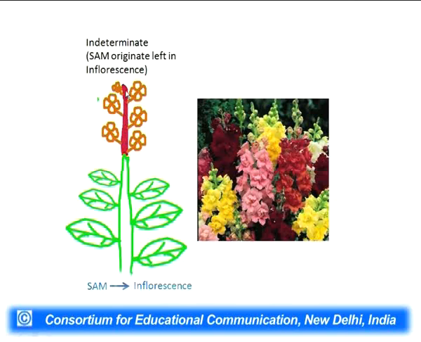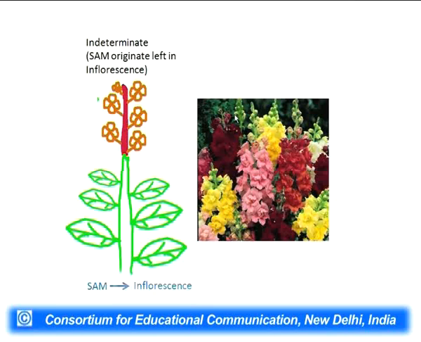However, in the very tip there are some meristems left, and these meristems are capable of giving rise to more and more flowers. So, this kind of inflorescence is called indeterminate. However, there is a limit. Most of the flowers which you see around are indeterminate.